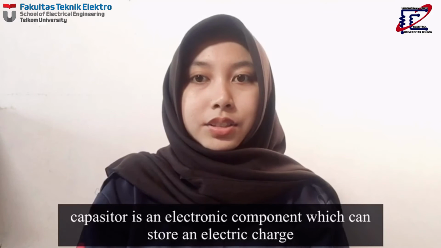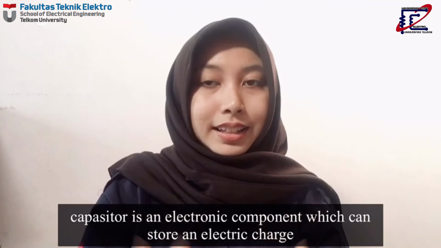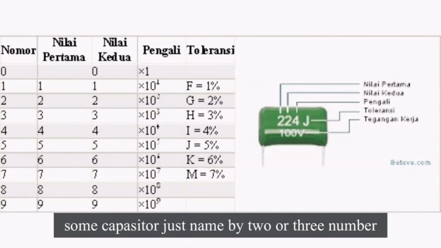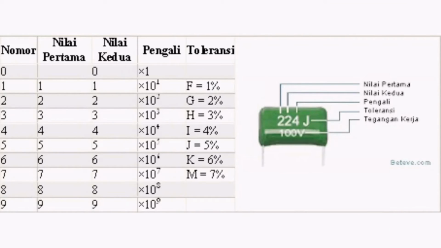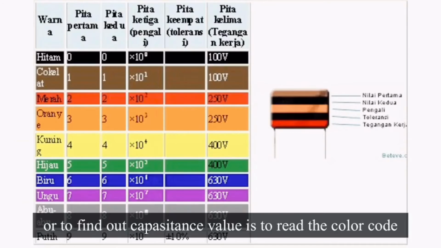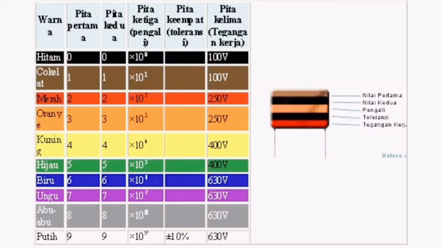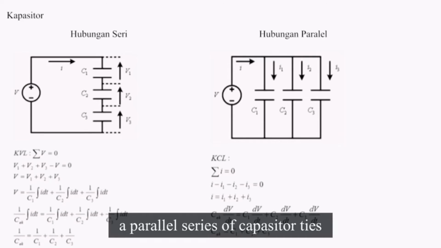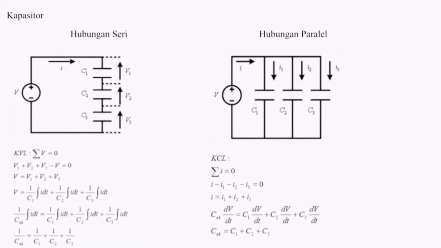A capacitor is an electronic component which can store an electric charge. Some capacitors are just named by two or three numbers. Another way to find out the capacitance value is to read the color code. Next are the parallel and series connections of capacitors.